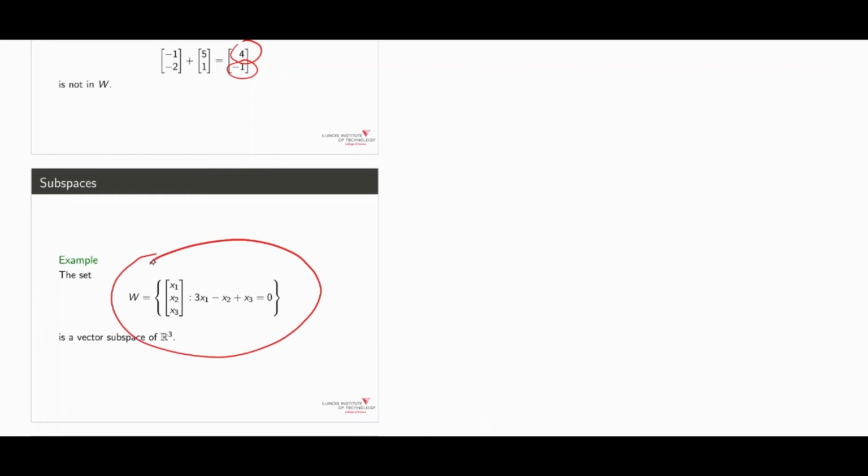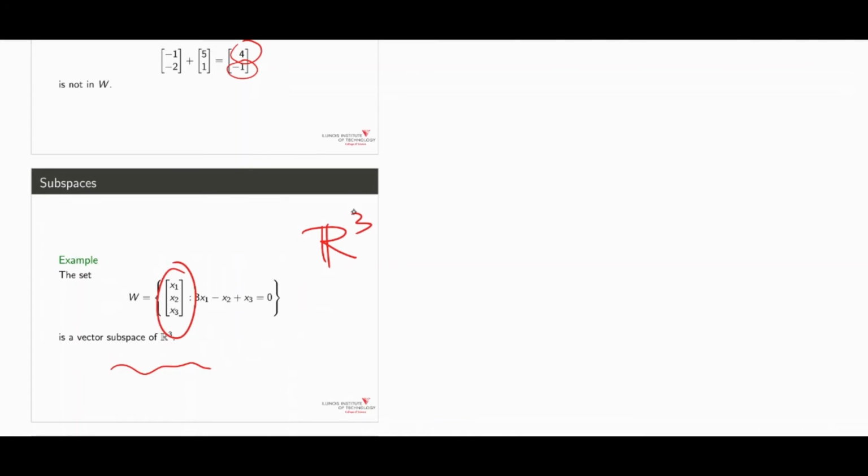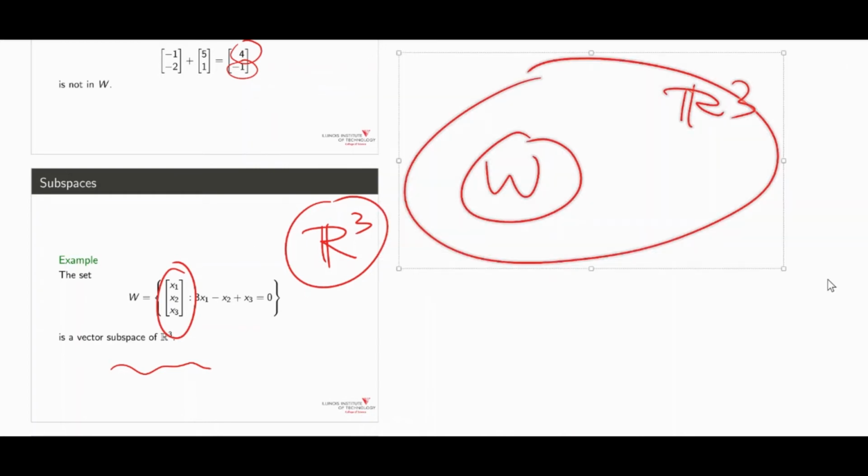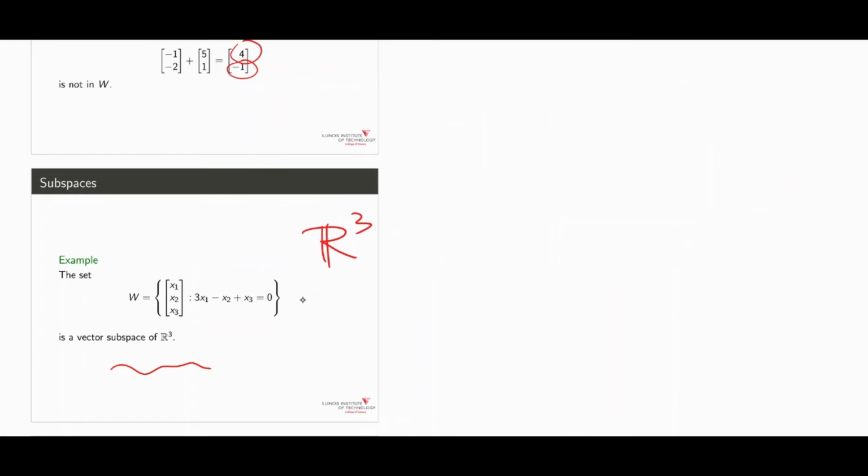So you have a vector space R3, and you have something that is a subset of it. So W is definitely a subset of R3, right? Because every element in W is actually an element that is in R3. So we have R3, and then we have W. And in fact, we can do better, because especially if you have taken calculus 3 before, you know that this actually represents a plane that passes through the origin.